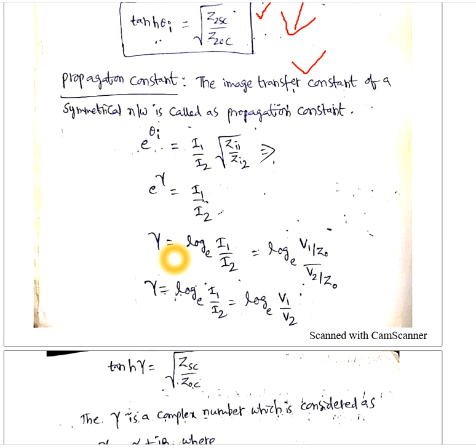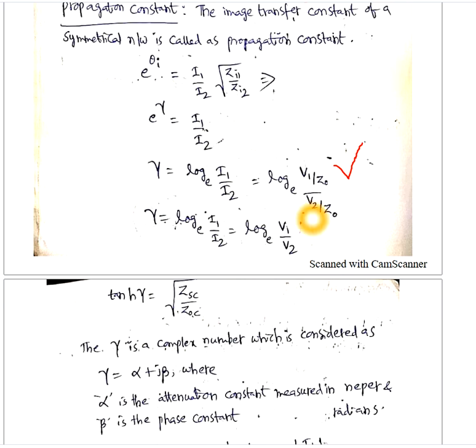How to get this gamma? It will be natural logarithm of I1 by I2. So what is this I1 here? For a symmetrical network, we all know the input impedance is characteristic impedance, which is nothing but the terminating impedance. So I1 will be equal to V1 by Z0 if we consider V1 as the input voltage and V2 as the output voltage, then I2 will be V2 by Z0. So now Z0 will be cancelled. So we will get ln I1 by I2 is equal to ln V1 by V2. ln is nothing but natural logarithm.